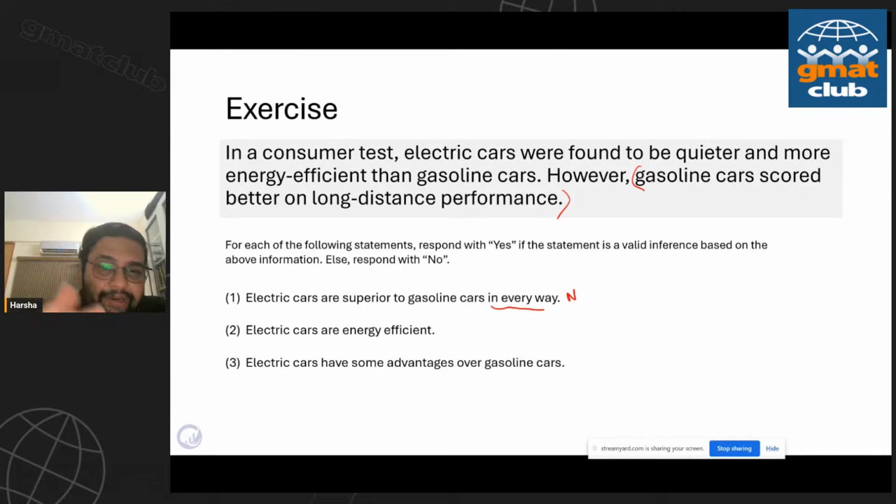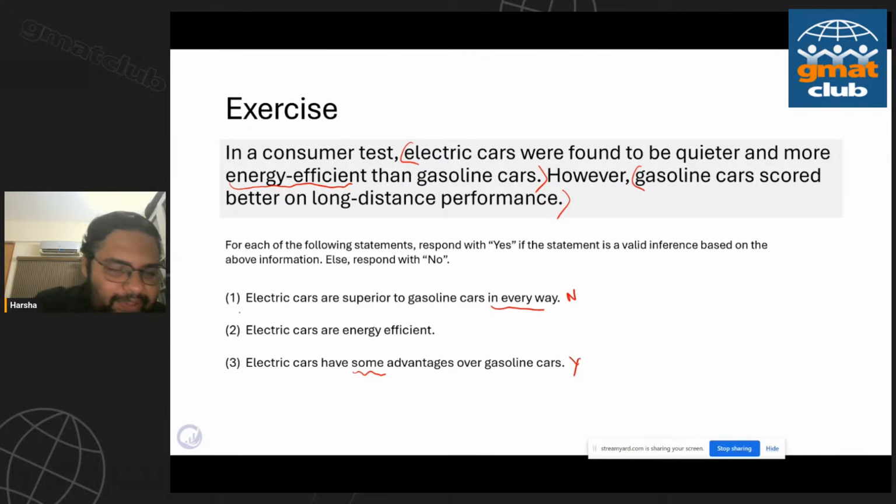And even statement 3 should be a valid inference, right? Because I've already established that there are these parameters. So quietness, energy efficiency. So there are these parameters where perhaps electric cars are definitely better because they are quieter. You may not think that quiet is an advantage, but I also gave you energy efficient just in case. You have to think that energy efficient is an advantage, right? So electric cars have some advantages over gasoline cars. You cannot reject this. It is very much true.